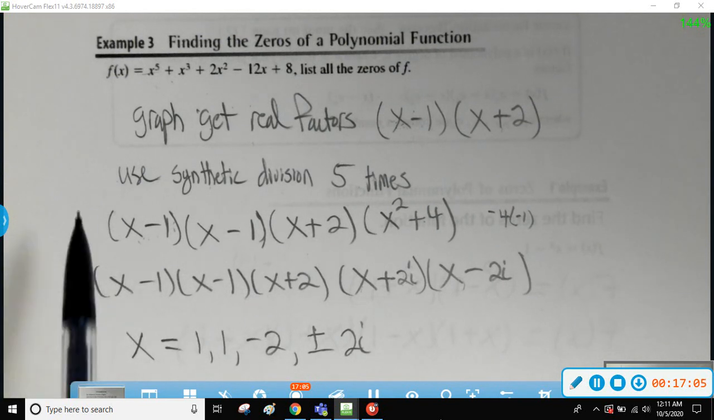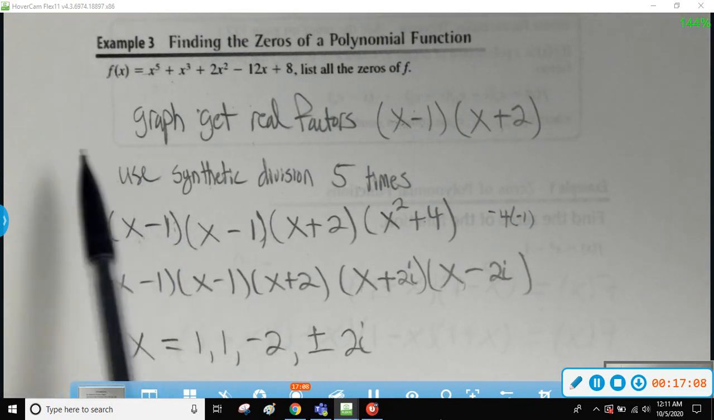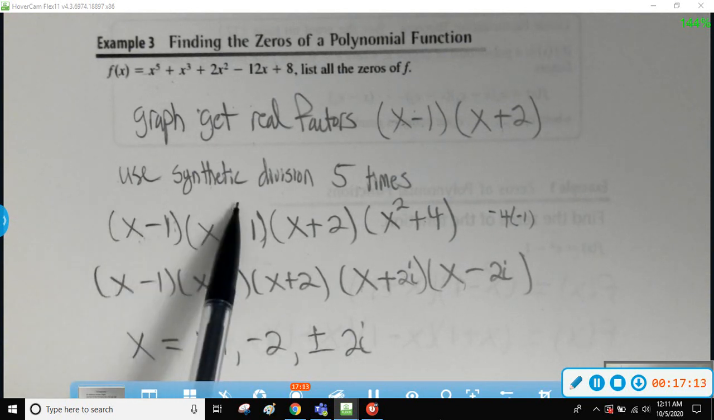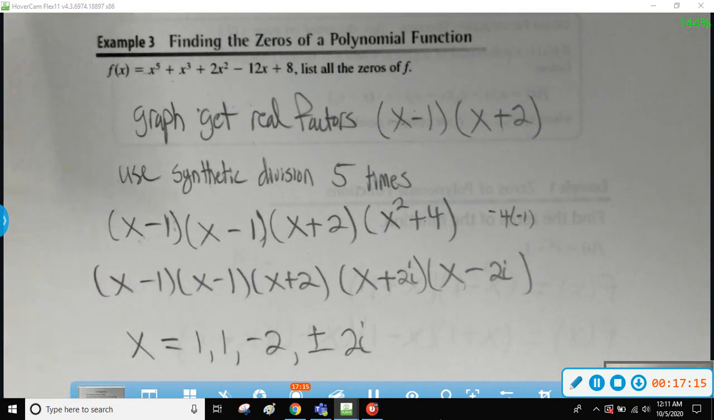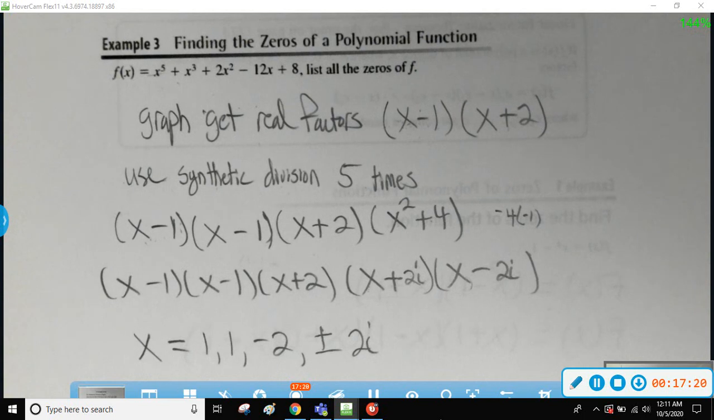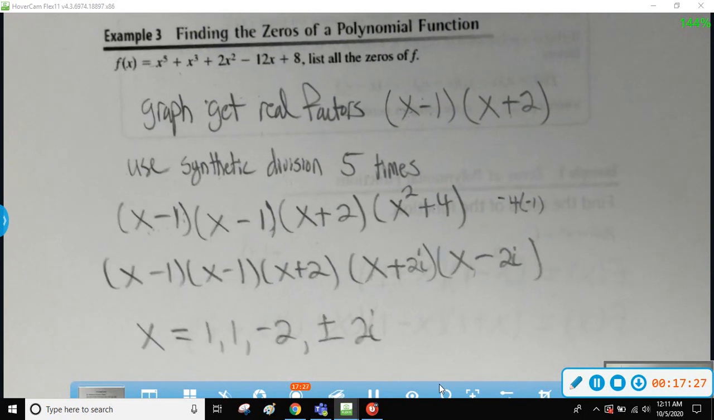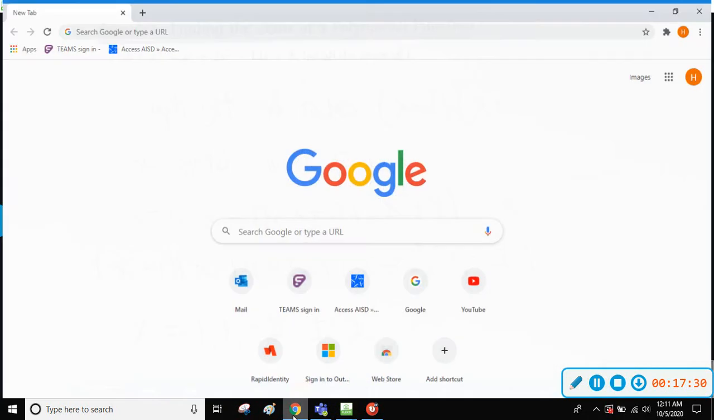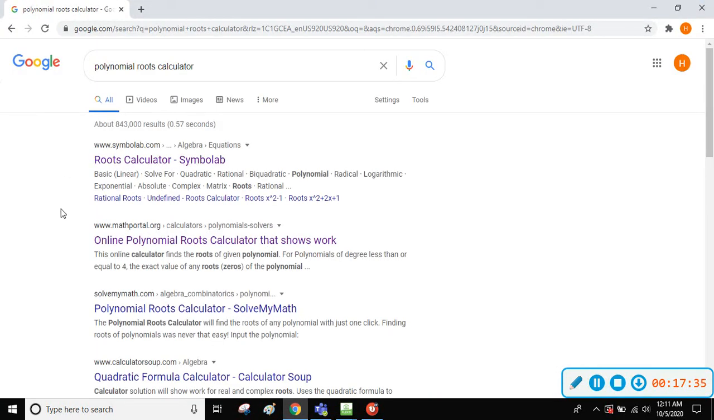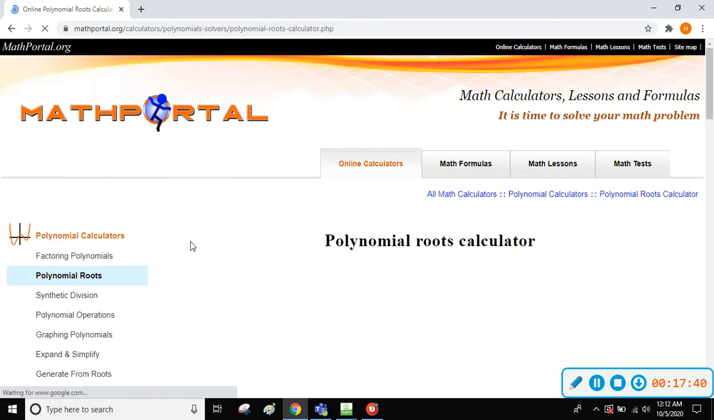I don't feel like it would be very efficient for us to take this problem and turn it into 2 pages long by adding 5 synthetic divisions to this problem. So I'm going to show you how to use the polynomial roots calculator online, and where to get it, and you can use it. If you just Google polynomial roots calculator, there are several to choose from. The one I like is Math Portal.